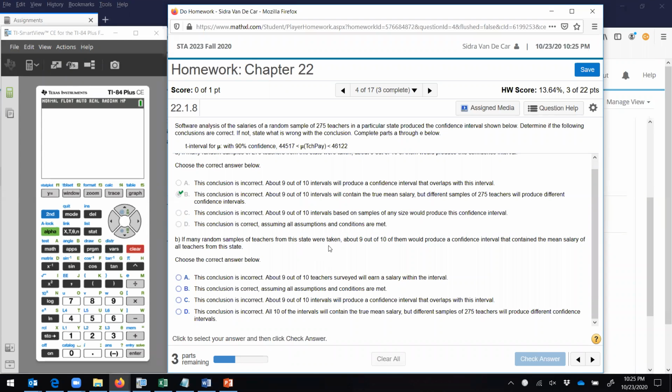If many random samples of teachers from the state were taken, about 9 out of 10 of them would produce a confidence interval that contained the mean salary of all teachers from this state. That sounds true. So the conclusion is correct, assuming all assumptions and conditions are met.